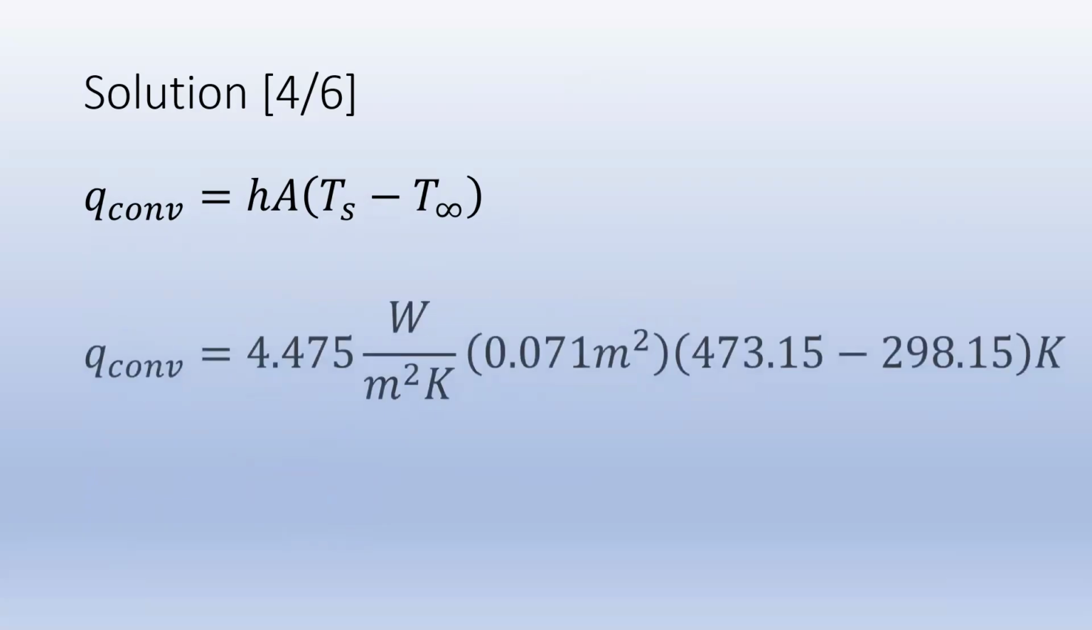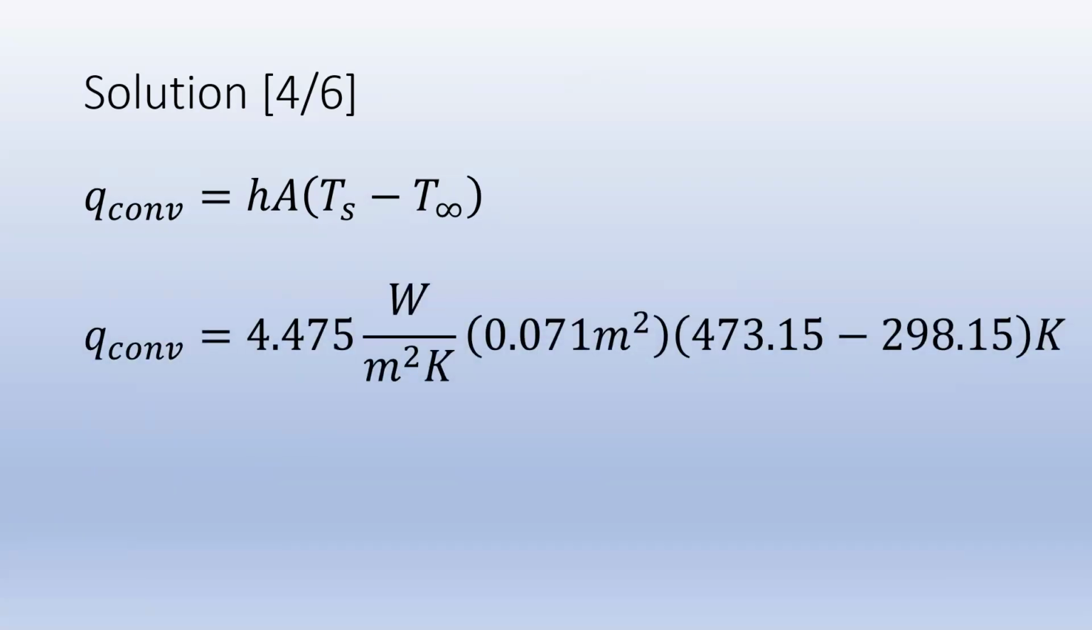Now we have the needed variables to solve for convective heat, so we will take our 1D convective heat formula, Q convection, which equals H times A times Ts minus T infinity. So we will plug in our givens and solve for variables, which will give us Q convection to equal 55.60 watts.